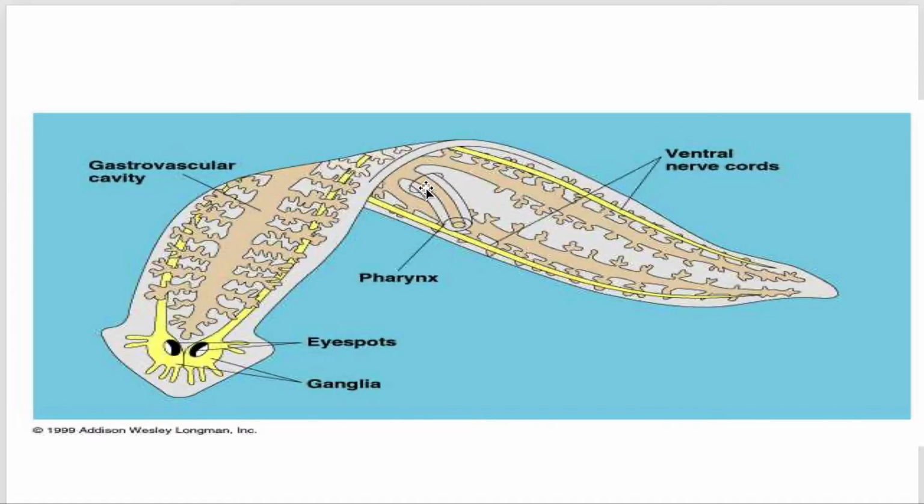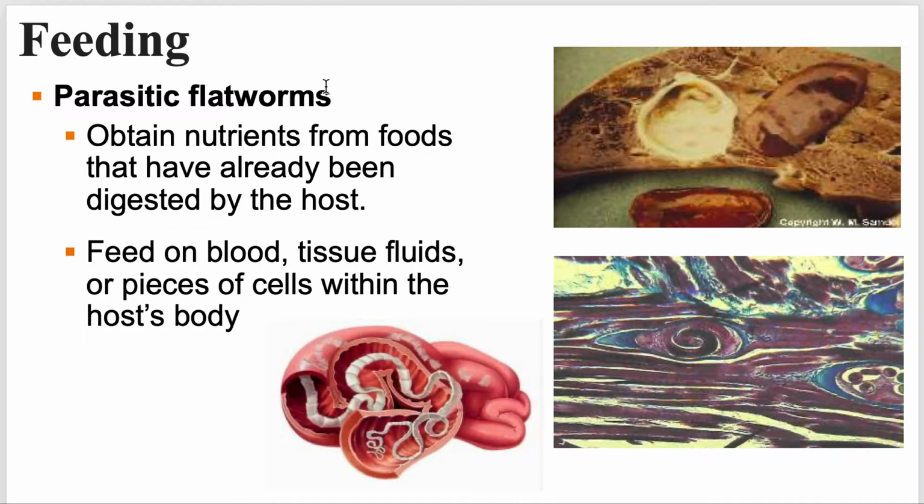The pharynx is located in the center of their underside, so kind of picture where your belly button is, where their pharynx is, and they just have a tube that extends out. So picture a tube coming out of your belly button, and that's where you eat your food. Lunch at school would be way more disgusting, that's it, right? For parasitic flatworms, they're going to obtain nutrients from foods that have already been digested by the host that they're in, and they'll feed on blood, tissue, fluids, or pieces of cells within the host body.